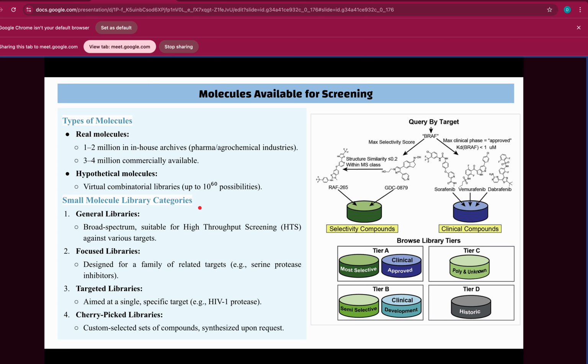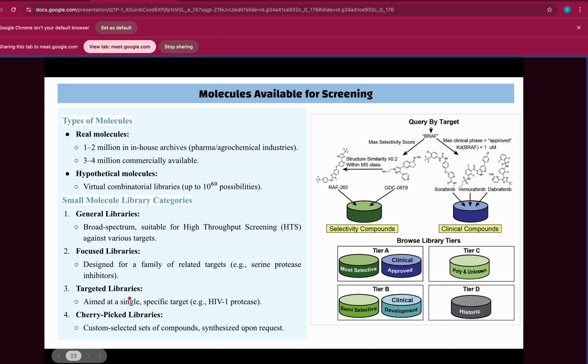Then small molecule library categories. First, general libraries, which include compounds which could be broad spectrum, which could be used for multiple diseases or multiple target proteins, which are suitable for high throughput screening against various targets. Then comes focus libraries, in which we have designated ligands which are specific for particular target proteins, such as serine protease inhibitors, which specifically target the serine protease enzyme. That means all the compounds which have one single target, so they come under focus libraries.